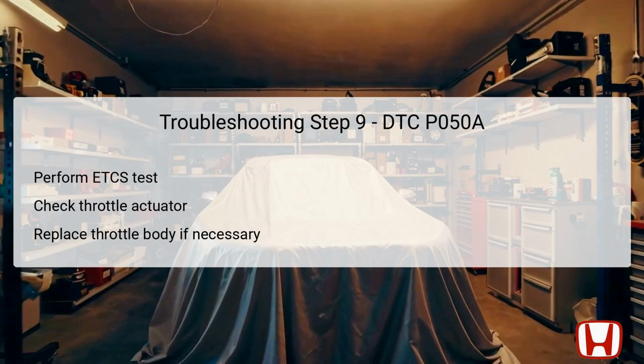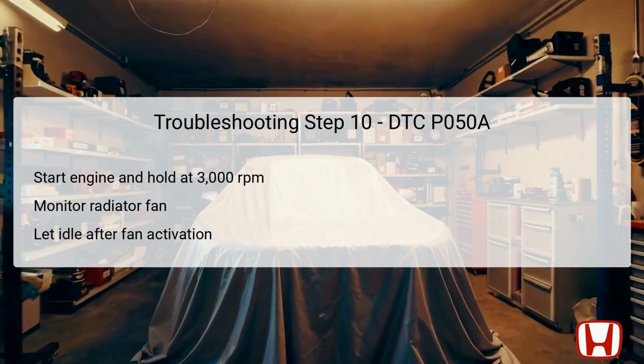Testing the throttle body is critical as it can directly impact the engine's ability to control idle speed and overall performance effectively. In this step, start the engine and carefully hold the engine speed at 3,000 RPM without load, either in park (P) or neutral.